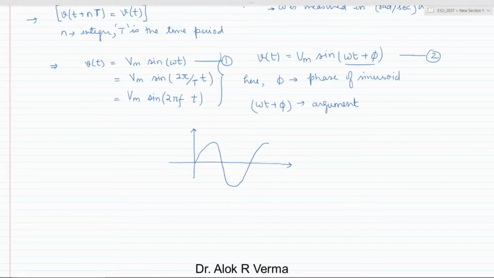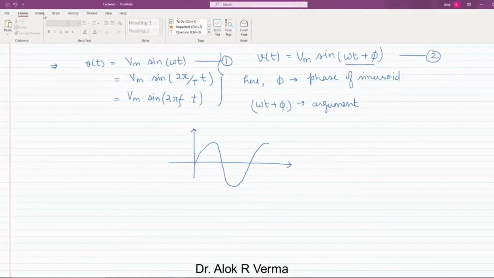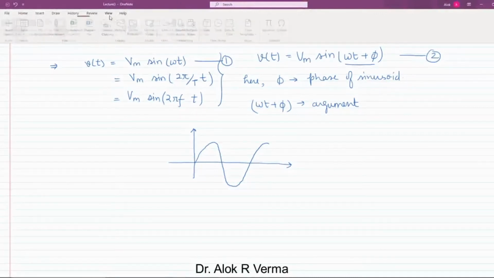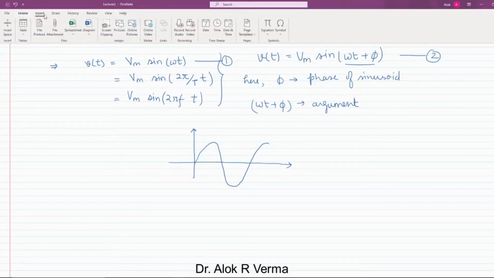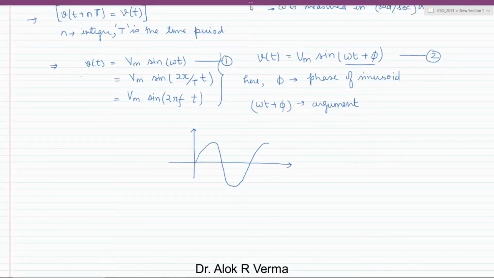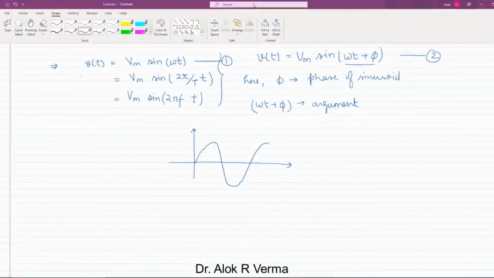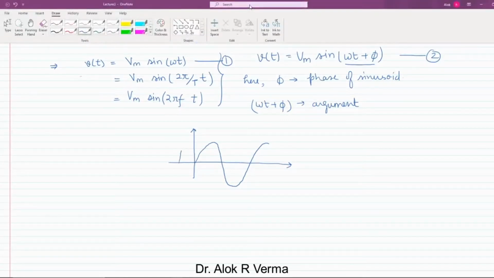What is happening? Wait, we can just pick the red color and now draw the other signal. Why is it not taking this?